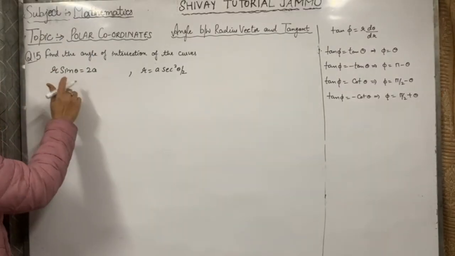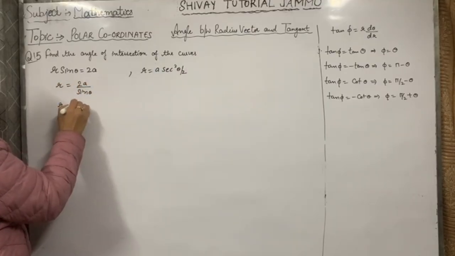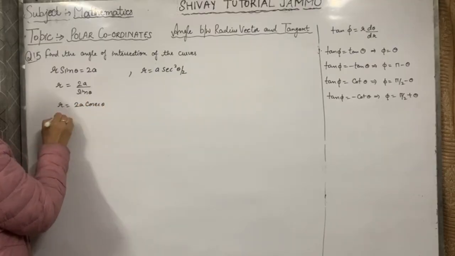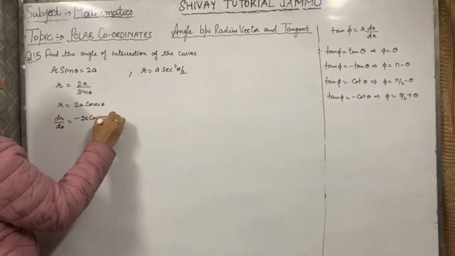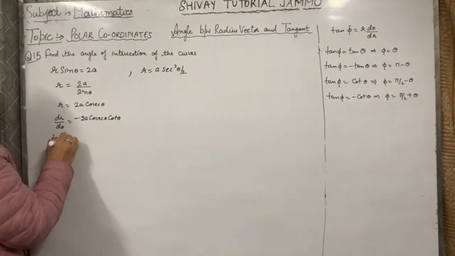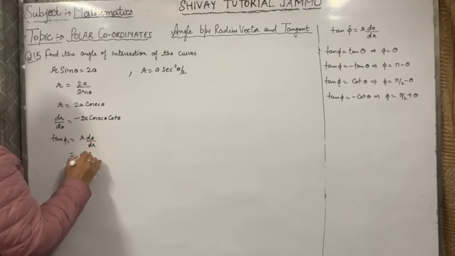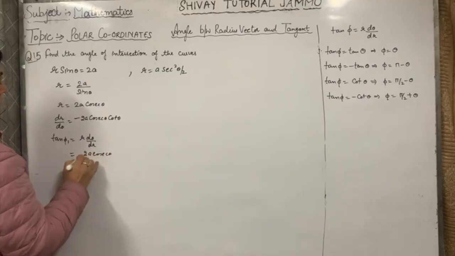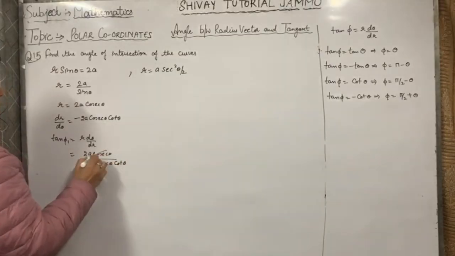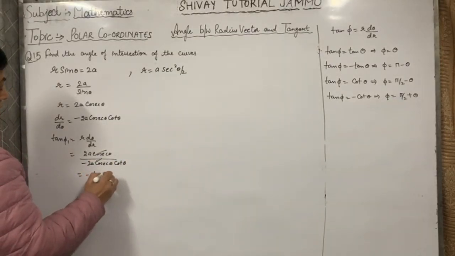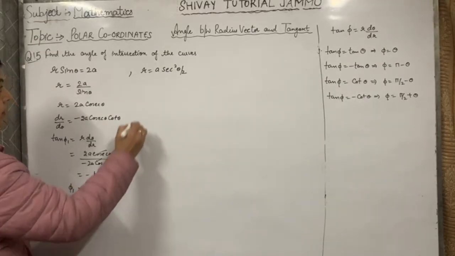Next question is r sin θ is twice a. We can write it as twice a upon sin θ. r is equal to twice a cosec θ. What is dr/dθ? Minus twice a cosec θ cot θ. tan φ1 is r dθ/dr, twice a cosec θ upon minus twice a cosec θ cot θ. You cancel, minus tan θ. Second formula, φ1 will be π minus θ.